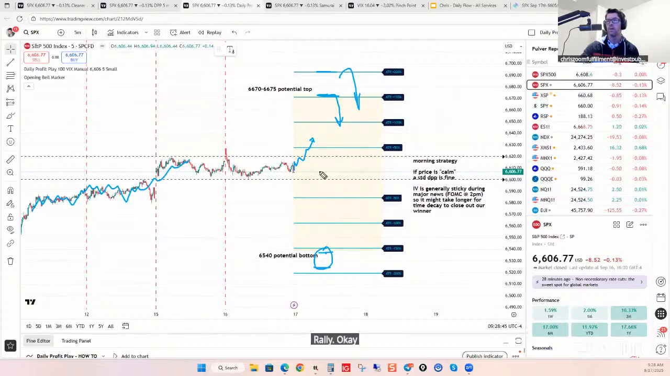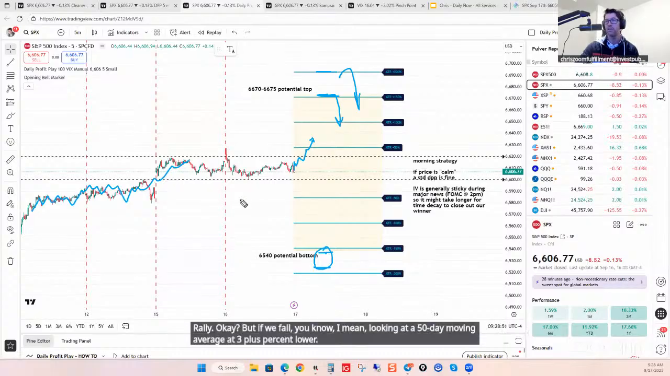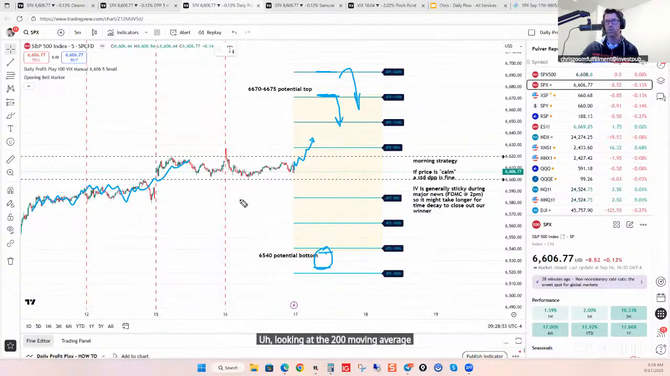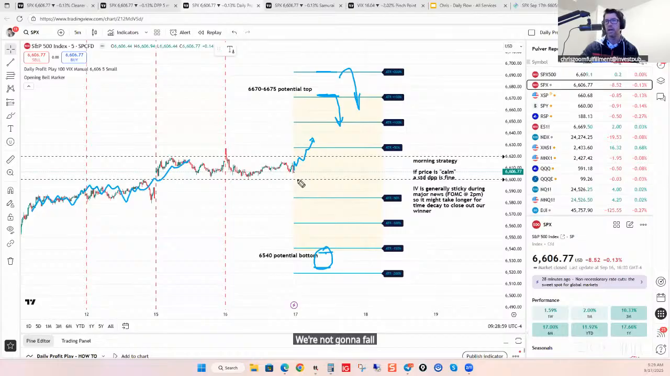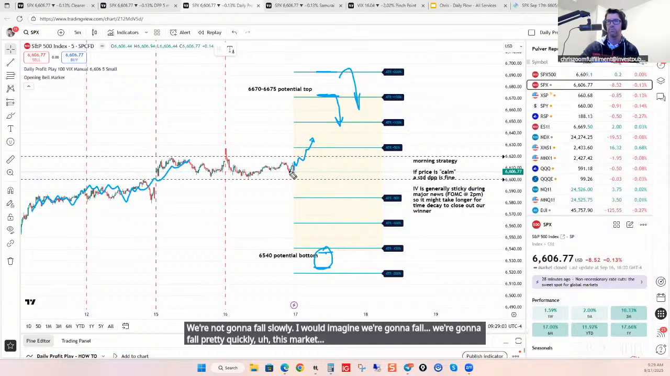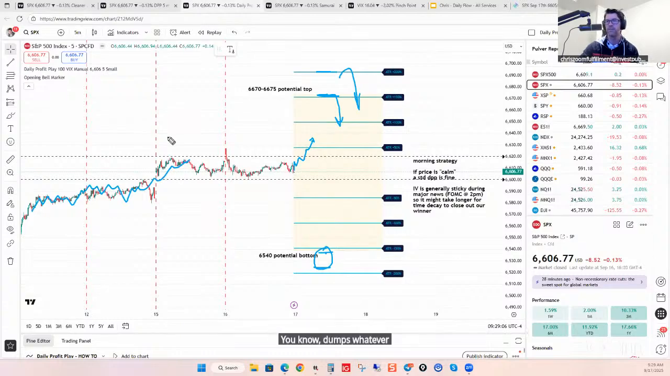Okay. But if we fall, looking at a 50 moving average at 3+% lower, looking at the 200 moving average at 9% lower, if the market's going to make a correction and this is the window from September to October, we're not going to fall slowly. I would imagine we're going to fall pretty quickly. This market dumps whatever it needs to dump. And I think buy the dip.